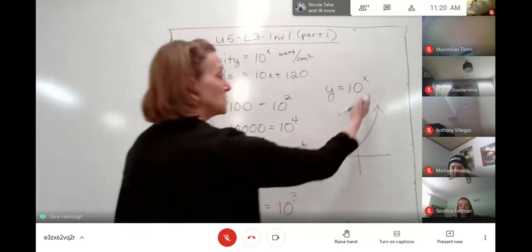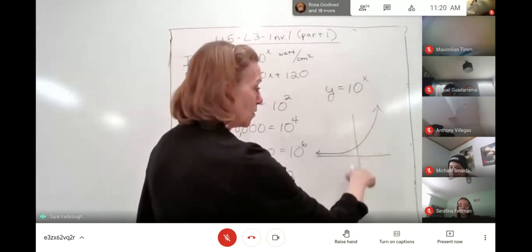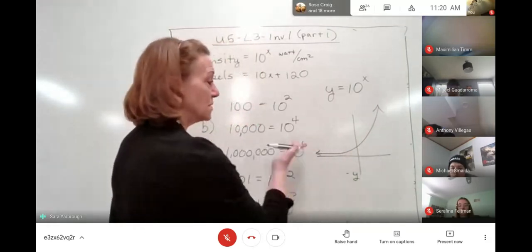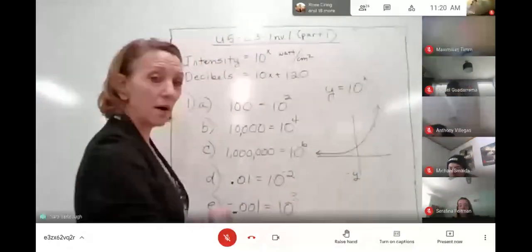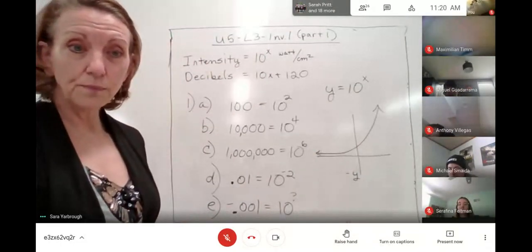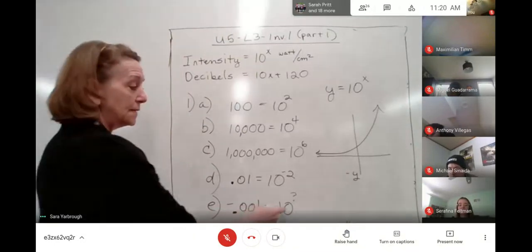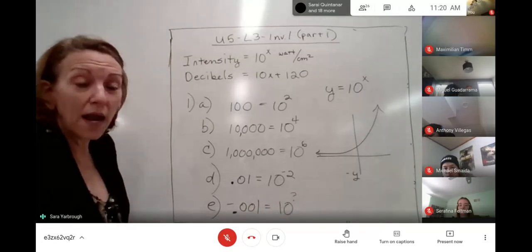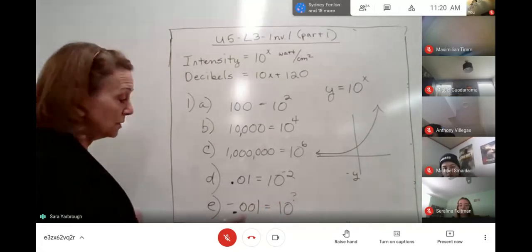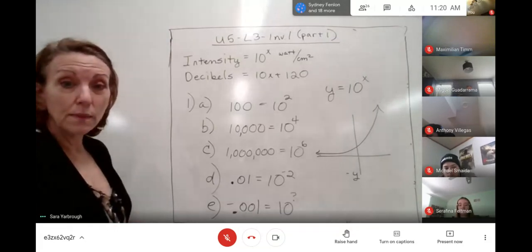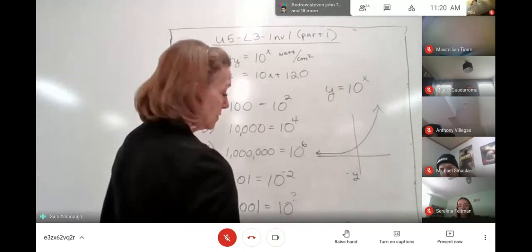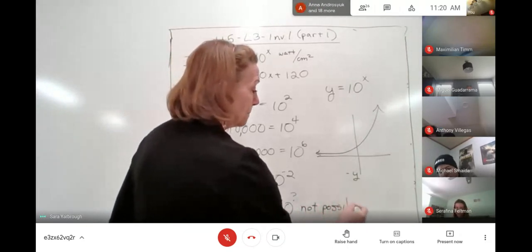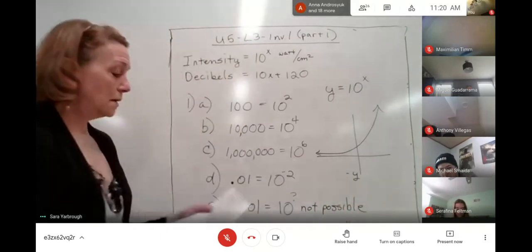Okay. Does this graph ever go down here where the y values are negative? See, these are all the negative y values. See how it's always above the x-axis? So it doesn't matter what exponent I raise that 10 to, it will never take on a negative value. And you can see that clearly in the graph. Okay, so you would write not possible.